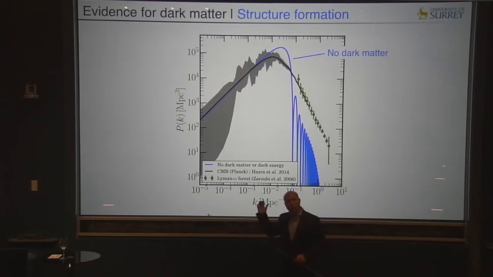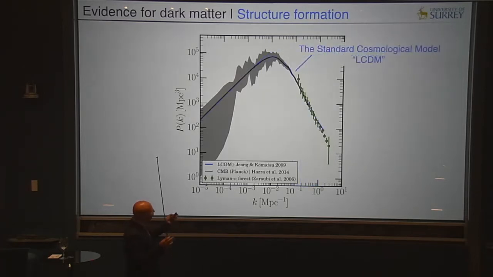So the only way to get around this problem is to introduce another component that doesn't interact with the photons and that doesn't have the sound waves, it doesn't have pressure. And that's exactly what dark matter does. It's a pressure-free fluid, no sound waves, no photon interaction, and if we put that into the model, then we get what we call the standard cosmological model, lambda-CDM, lambda cold dark matter, and we get a beautiful fit to the data.